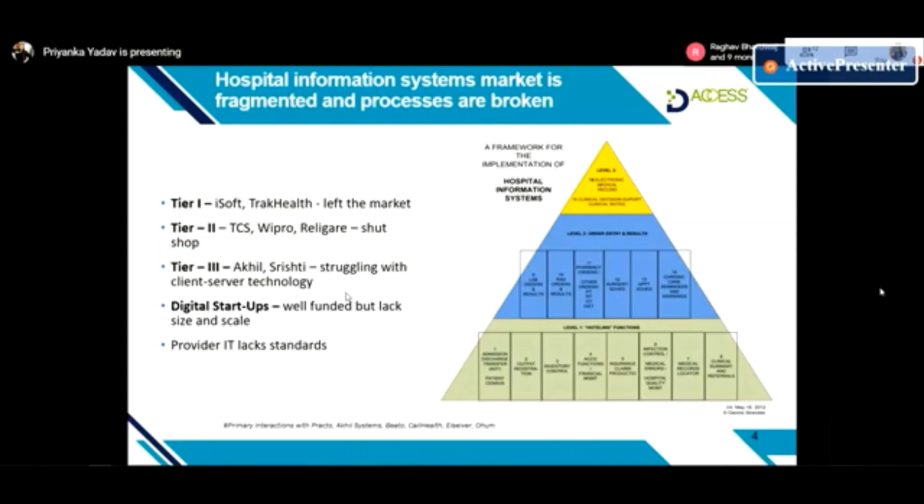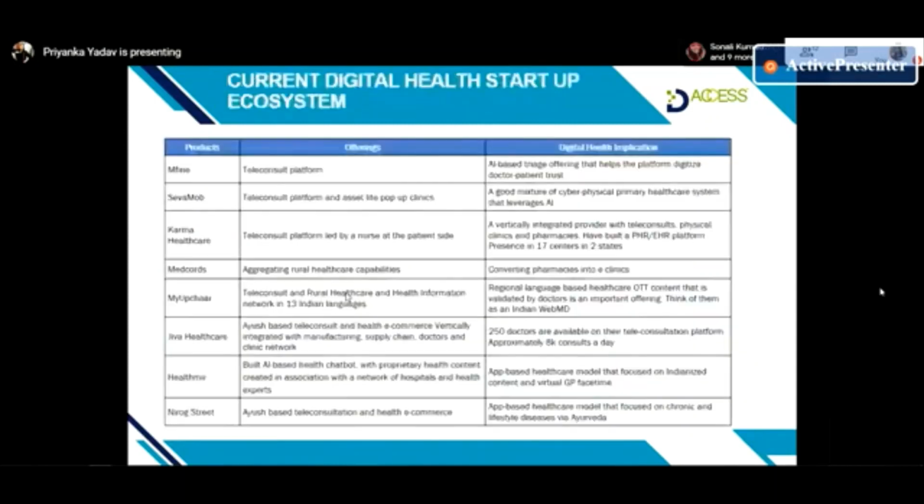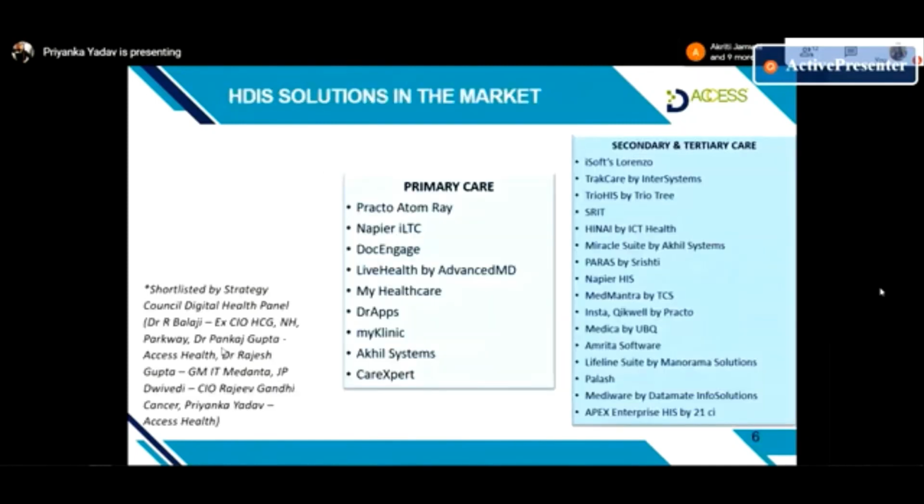This is again just an example of some of the startups that were studied during the strategy council, like MFine, Save Our Mom. Many of them are teleconsult platforms. MedRecords are similar to what UniMedNet or vCura provides, a health data repository. These are just a list of it.